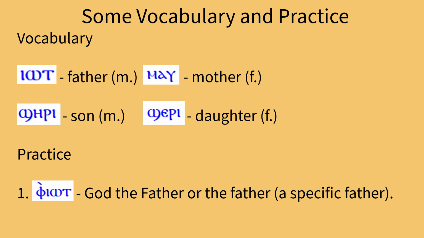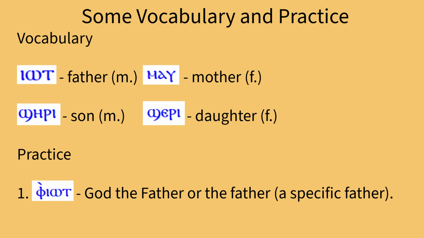So now, finally, some vocabulary and practice. As regards vocabulary, we have four words here. We have yot, meaning father, and that's a masculine noun. Then we have mau, meaning mother, which is a feminine noun. Then we have shari, meaning son, which is a masculine noun. And then we have shari, which is just a shorter version, as you can see, and it means daughter, and it's a feminine noun. So we have shari, meaning son, which is masculine, and shari, meaning daughter, which is feminine.